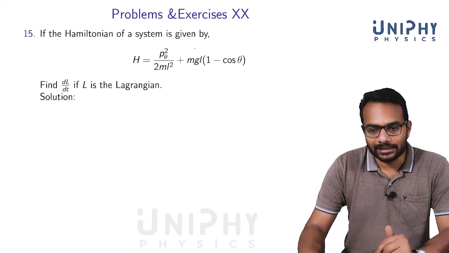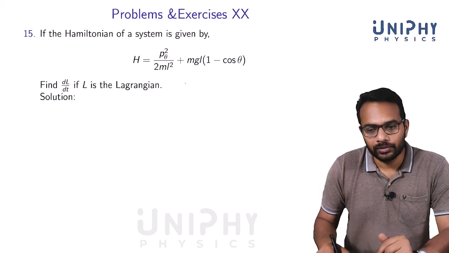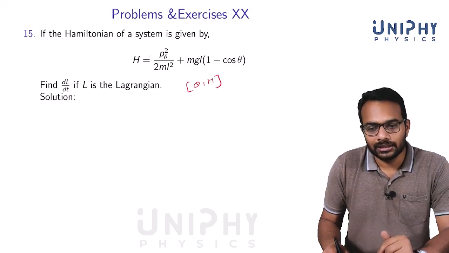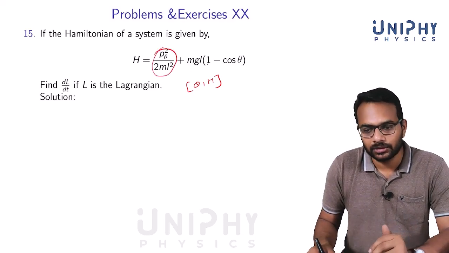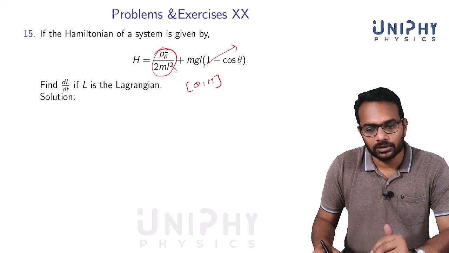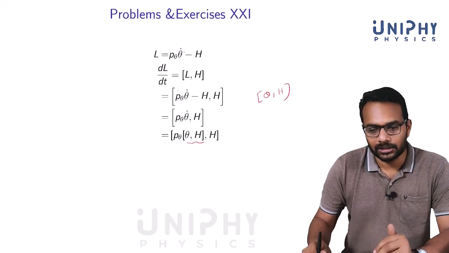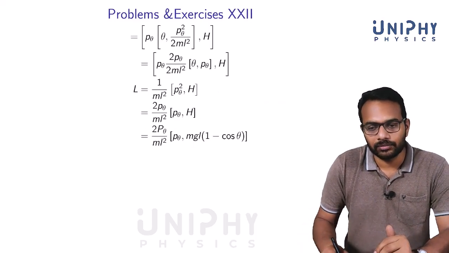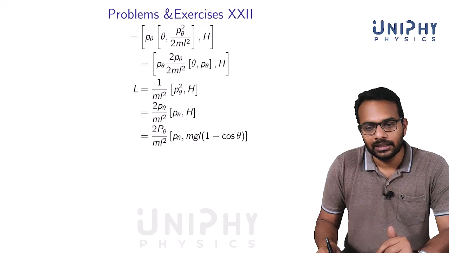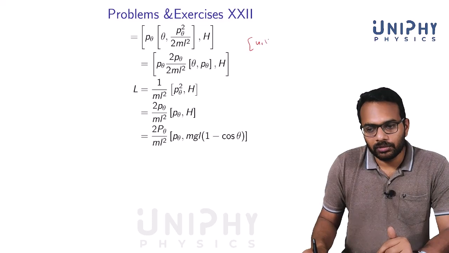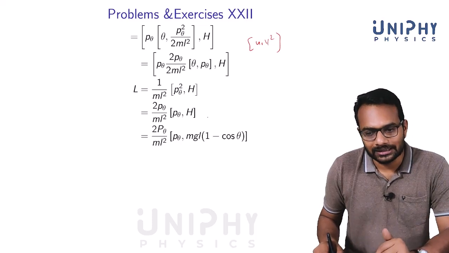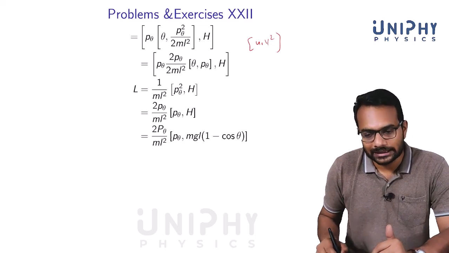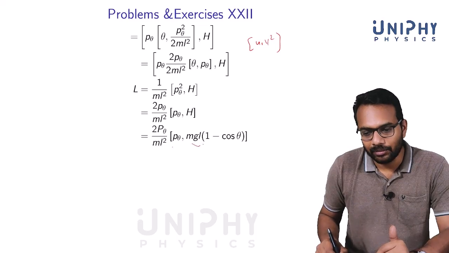We need to find the bracket of theta with H. You see that the only non-zero term comes from the first term in the Hamiltonian, because the bracket of theta with p_theta is non-zero, and all other terms are 0. So you don't have to worry about the other term. It's the bracket of theta with p_theta squared divided by 2ml squared. Now we use the usual result for the bracket of u with v squared, and finally get a term like p_theta with mgl(1 minus cos theta). You know how to do these steps.